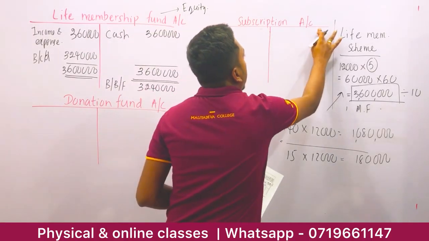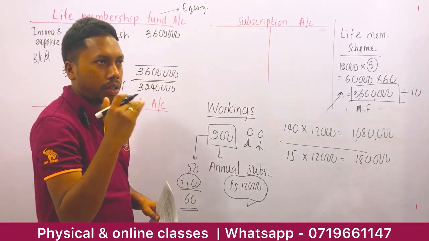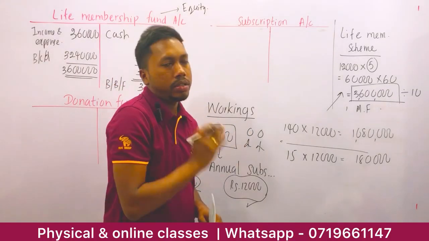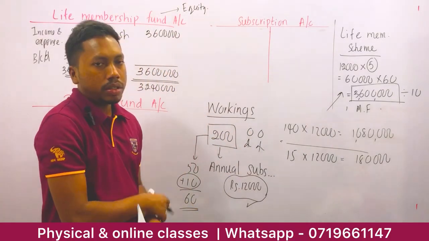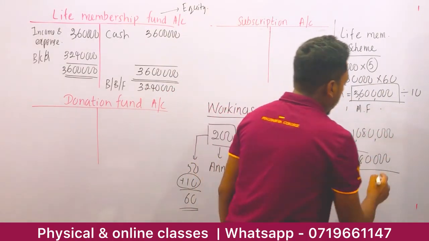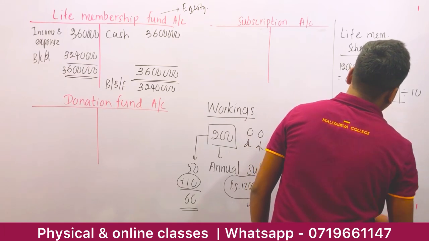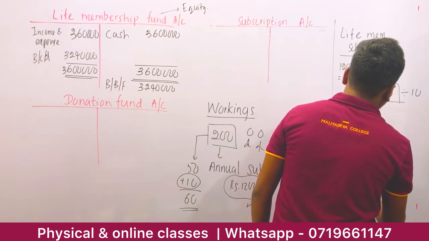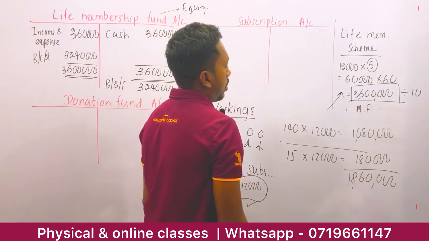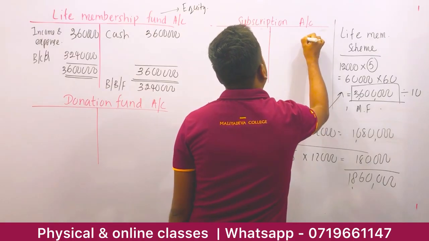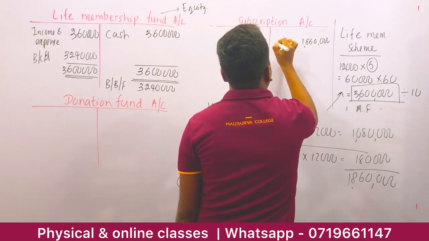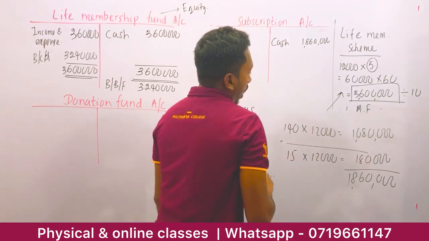Now we have to start preparing the subscription account. When we receive cash from normal members, the cash account is debited, and it should be credited to the subscription account. How much? Here you have the total, 1.86 million. Here you have cash.